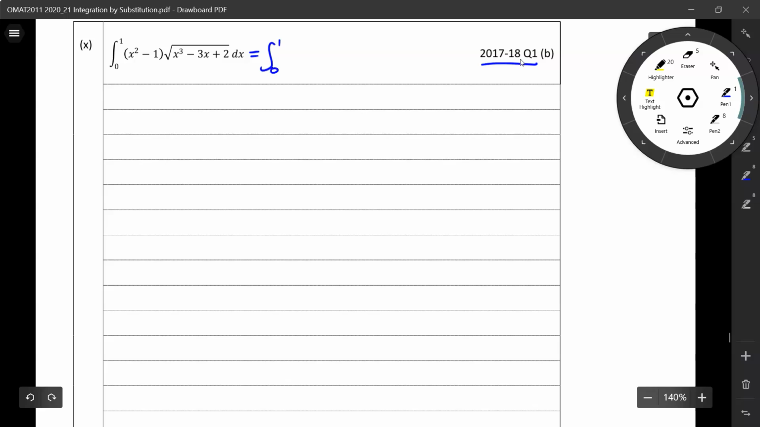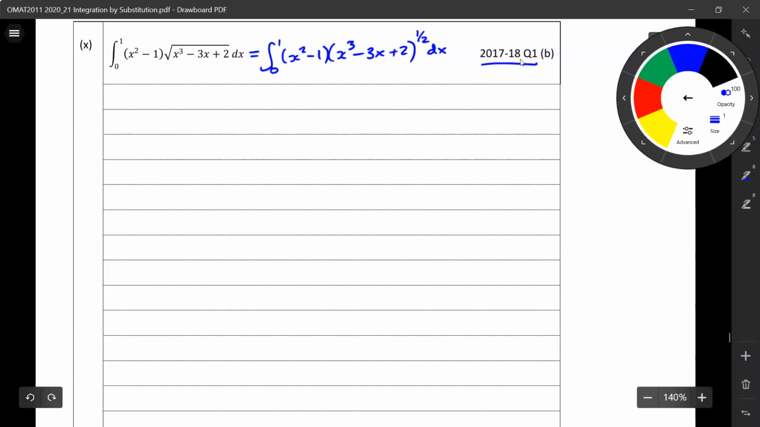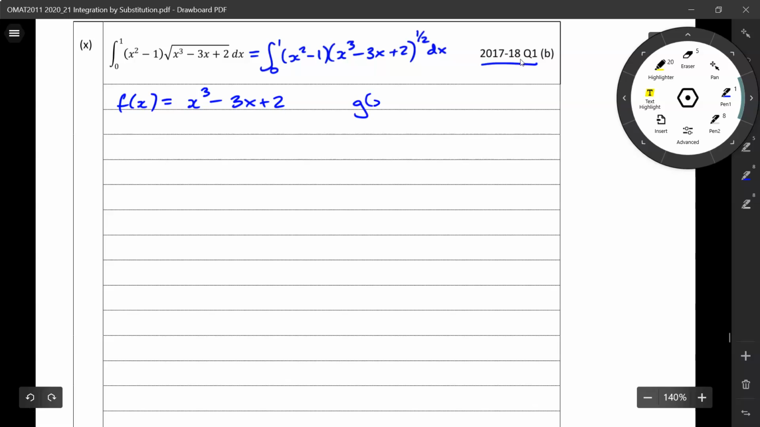So that is the integral with the upper limit of 1 and the lower limit of 0 of x squared minus 1 times x cubed minus 3x plus 2, and the square root is replaced by the power of a half, dx. So then we're able to follow our normal procedure. We let f of x equal the larger function, so it's x cubed minus 3x plus 2, and g of x is the other function, x squared minus 1.